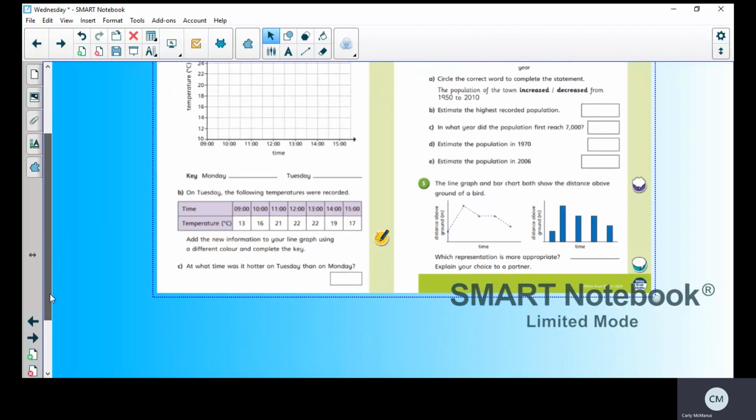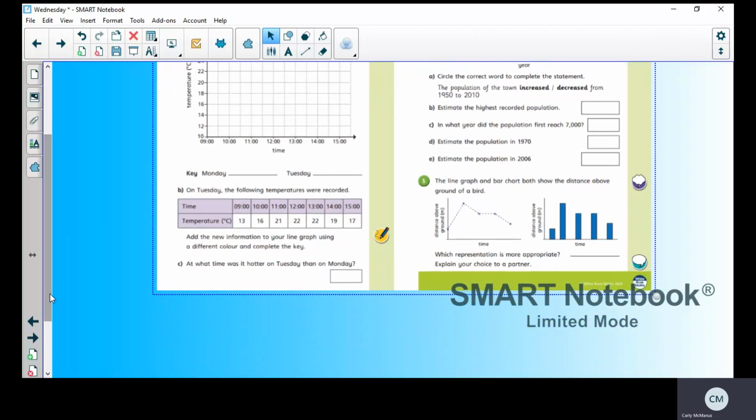And then number 5 said the line graph and the bar chart show the distance above ground of a bird. Which representation is more appropriate? So you've got the line graph and a bar chart showing the distance above the ground of a bird. Which one do you think shows this better and why? It says explain your choice to your partner, but I'd like you to write it down.